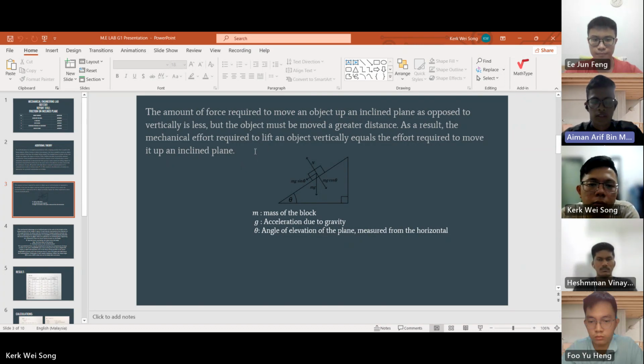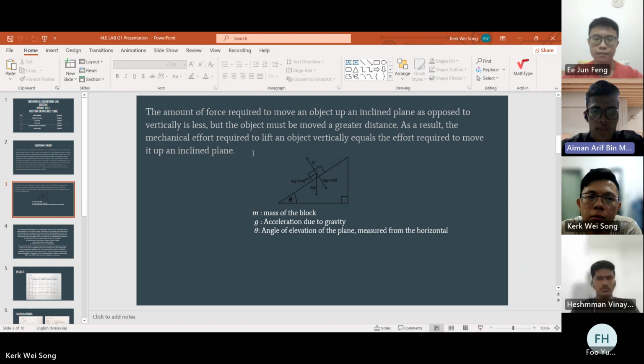an inclined plane. So this is a diagram of the inclined plane, which has a mass m, the mass of the block, g, acceleration due to gravity, and theta, the angle of elevation of the plane measured from the horizontal.